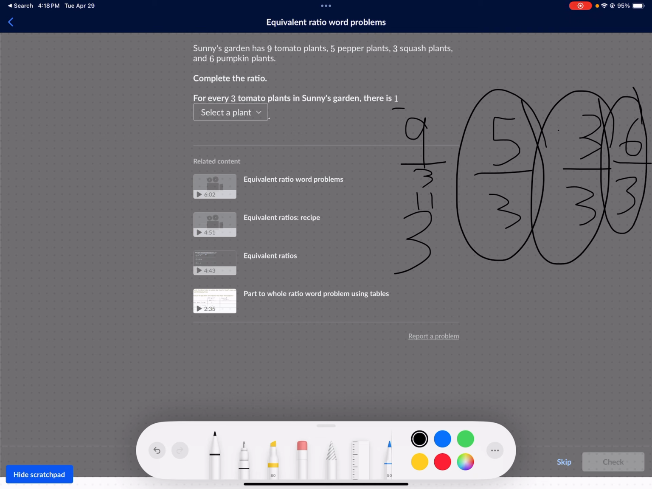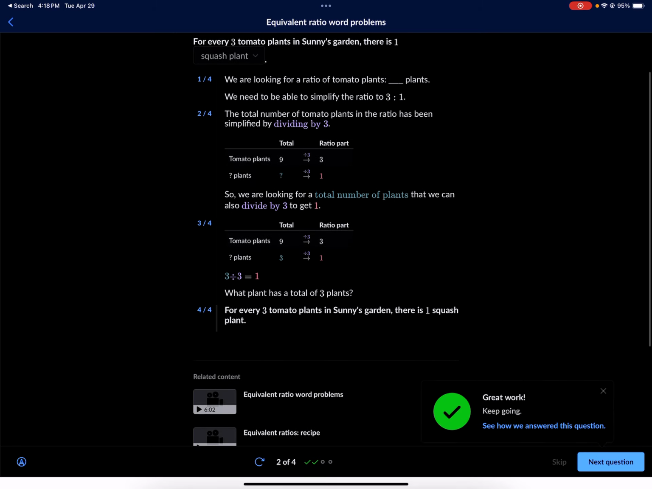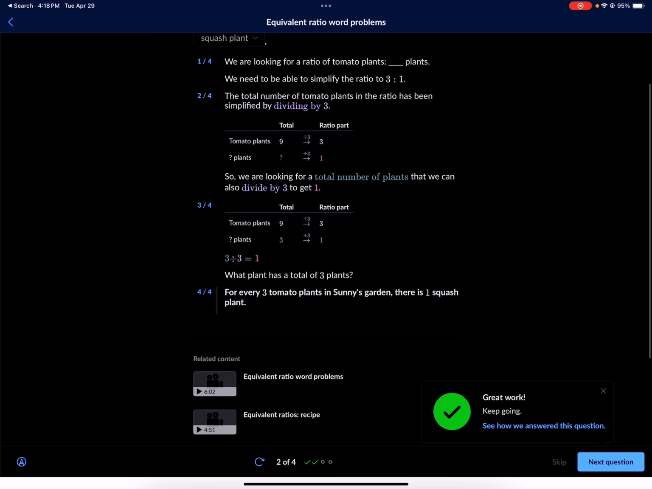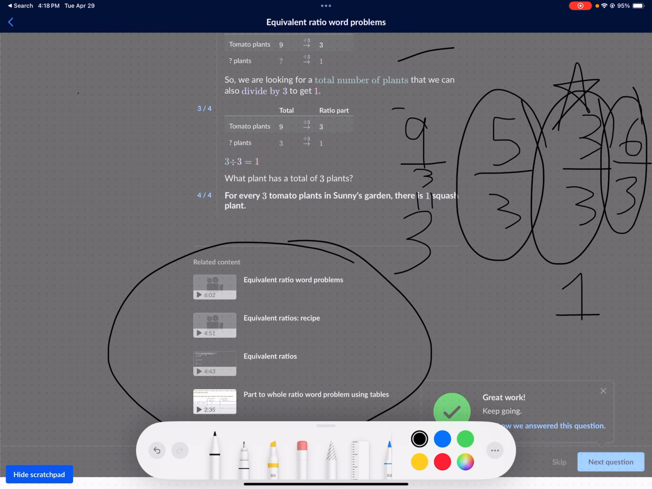It'll be this one right here. Anything divided by itself is 1. So it's 3 squash plants. So for every 3 tomato plants, there's 1 squash plant. That is our answer. So we divide 3 on both sides like we did, and then 3 over 3 is 1. So if you got that right, good job. Here's the answer explanation. And here are the videos, and happy studying.